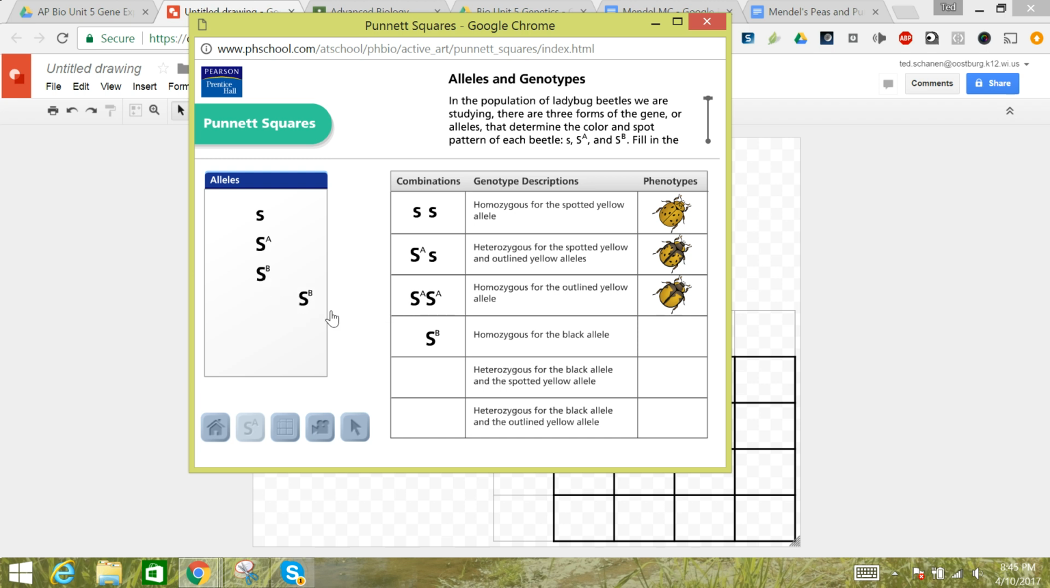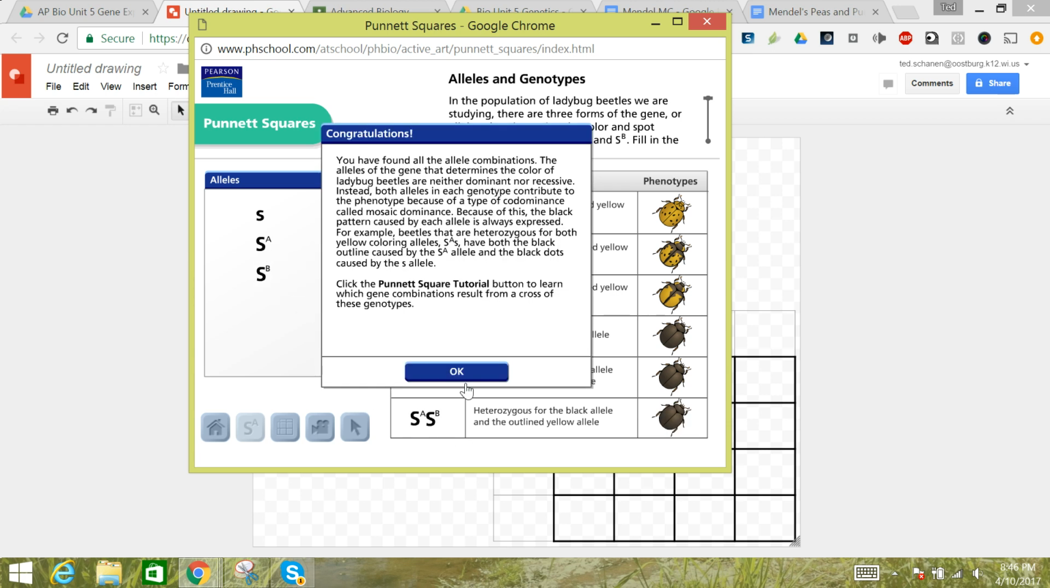Homozygous for the black allele, look like that. Heterozygous black and spotted, and it turns out all black. So in this case, you can't see the spots because the black is dominant over the entire thing, and even though it is carrying the allele for having spots, you don't see spots. It just shows completely like this. So heterozygous black and outline, again, in this situation, it turns out completely black even though it's heterozygous.